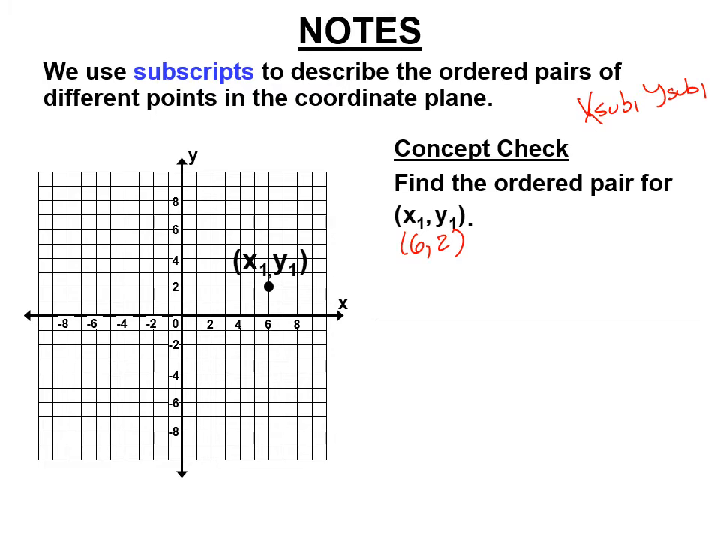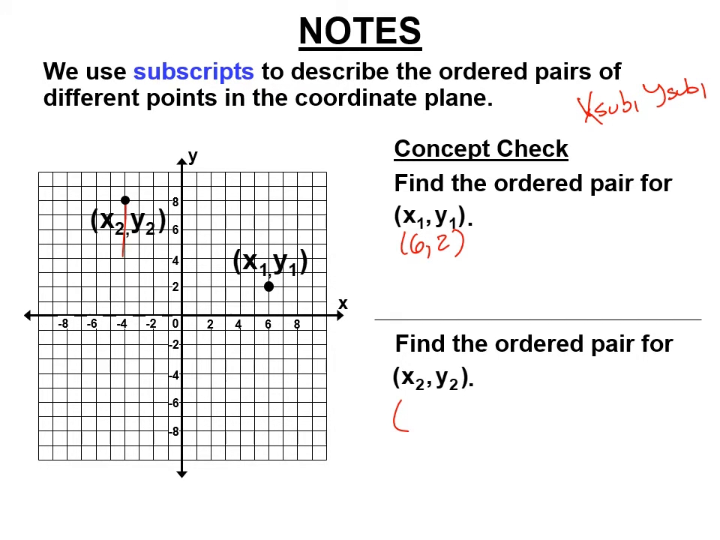Why would you do that? Well, because if you have 2 different points, you want to be able to distinguish the 2. So now find the ordered pair for x sub 2, y sub 2, also known as the second point. You come down and get the x coordinate, get over and get the y coordinate, and x sub 2, y sub 2 is negative 4, 8. So those are called subscripts, and we're going to be using those today.